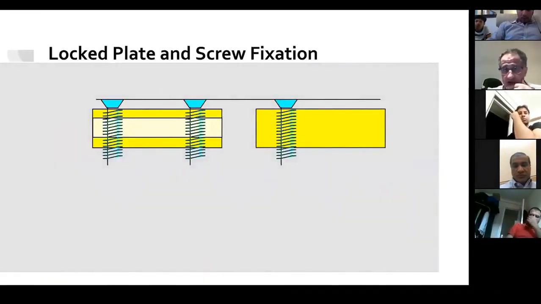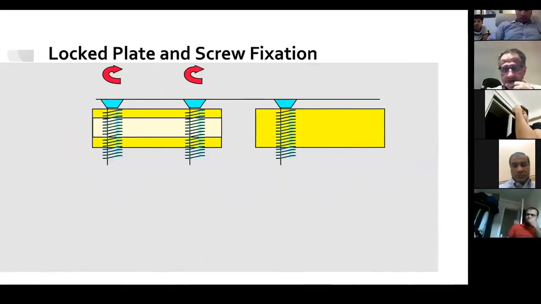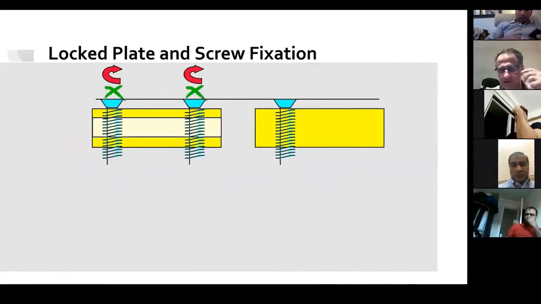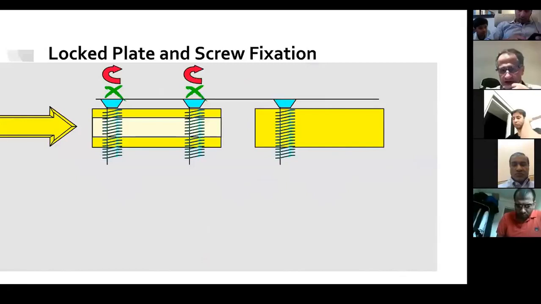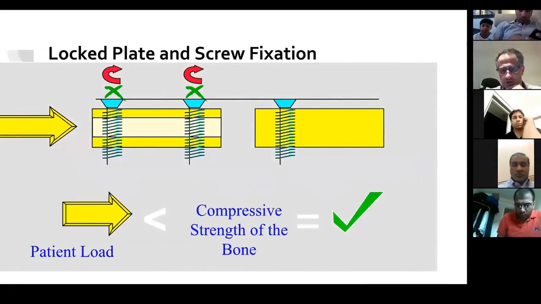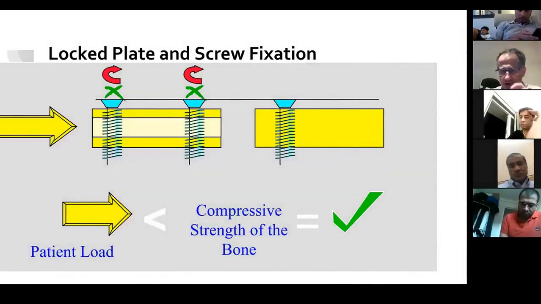In terms of locking plate and screw fixation, you're locking your screw into the plate. That's what those crosses represent. That's the screw locked into the plate. That's creating a fixed angle device. You're loading your patient's load, and you're overcoming the compressive strength of the bone. Okay, so essentially your locking device is transferring the weight of the bone onto the plate.